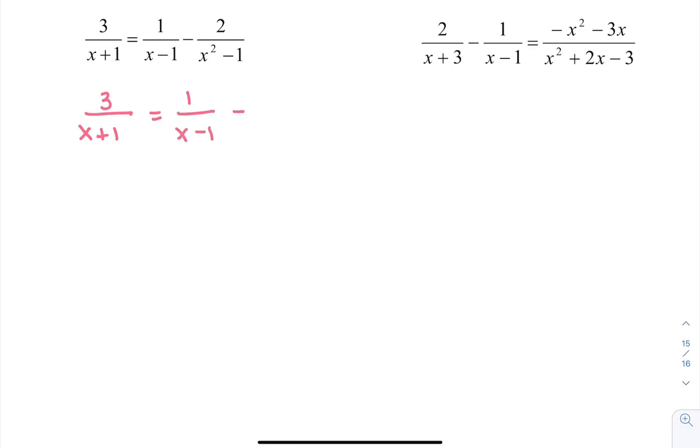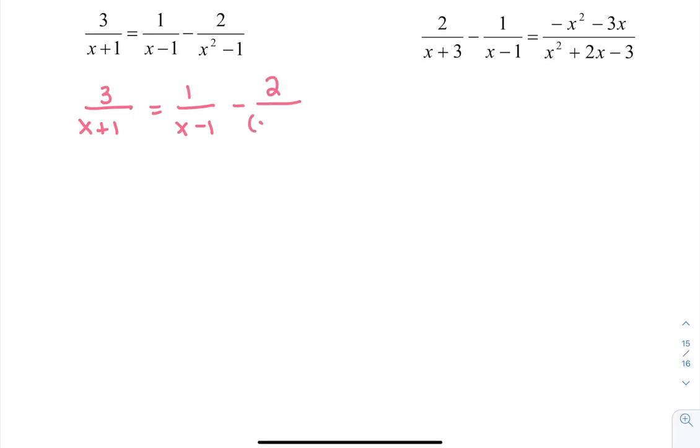I can factor the x squared minus 1. Remember, that's a difference of perfect squares. So this becomes x minus 1 times x plus 1. Now I'm going to write out the LCD, the least common denominator. Well, I know it needs an x plus 1, and I know it needs an x minus 1. Nothing more than that.